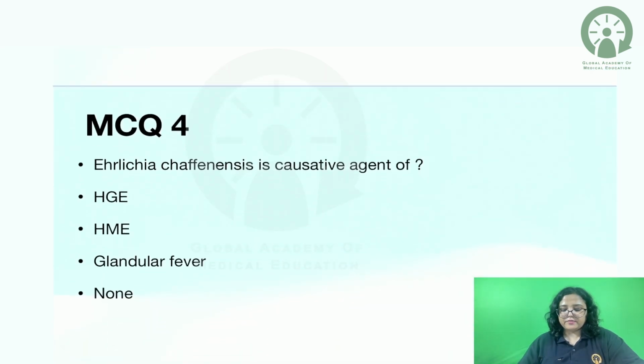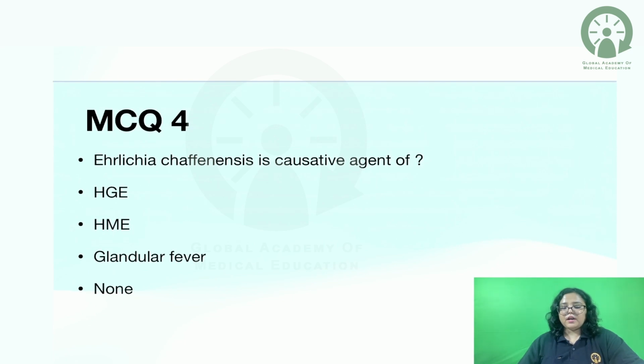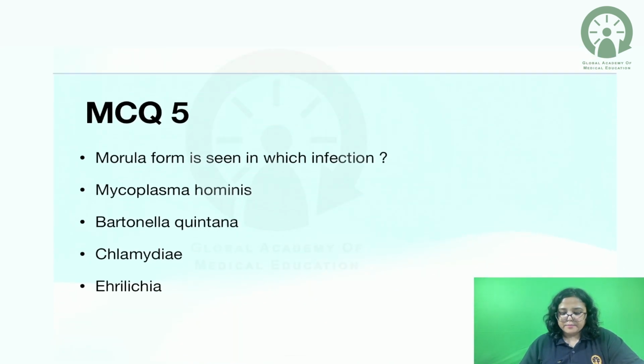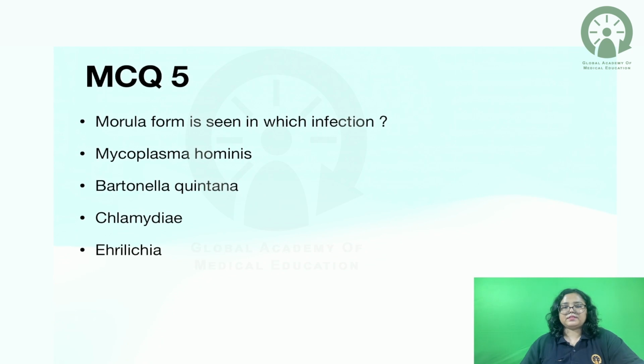Now, Ehrlichia chaffeensis causes ehrlichiosis, which is human monocytic ehrlichiosis. This is the answer. And morula form is seen. This I have discussed ahead. Morula form is seen in Mycoplasma hominis, Bartonella quintana, Chlamydia, and Ehrlichia are the options. The answer here is Ehrlichia, where we have seen that in the neutrophil there are some morula formations seen.